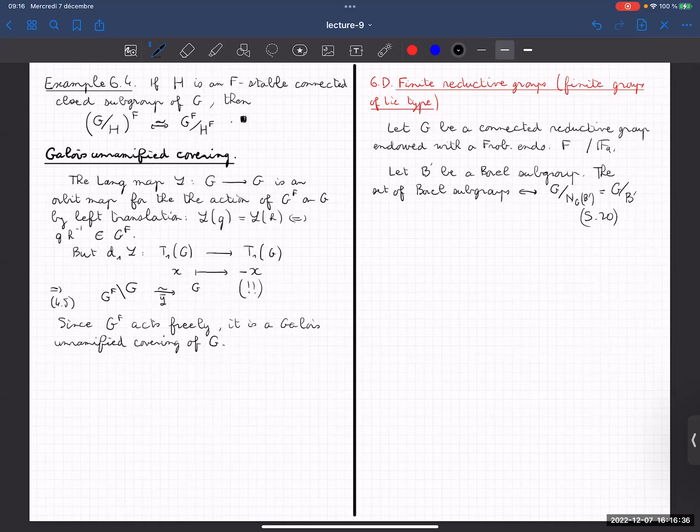And F of a Borel subgroup is a Borel subgroup. Okay, because what is a Borel subgroup? This is a maximal connected solvable group, and all these properties are preserved by F because F is a morphism of varieties which is bijective on points. Okay, so this sends a connected group to a connected group, a solvable one to a solvable one, and a maximal one to a maximal one. Otherwise there will be a problem with the dimension. Okay, so in particular, this means that the variety.